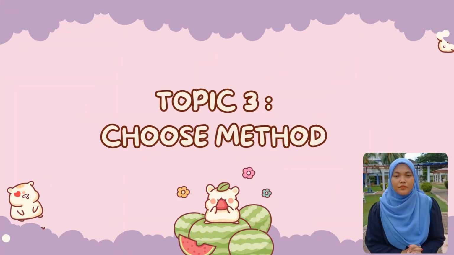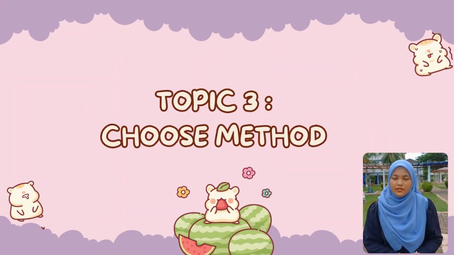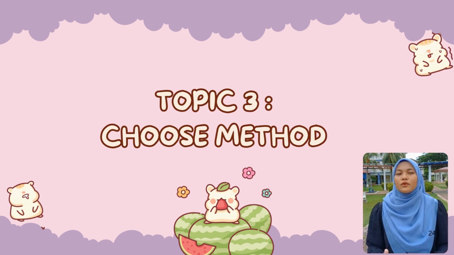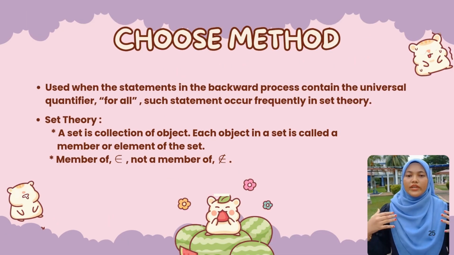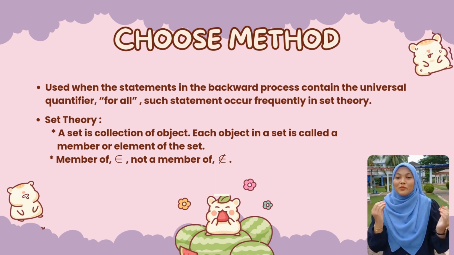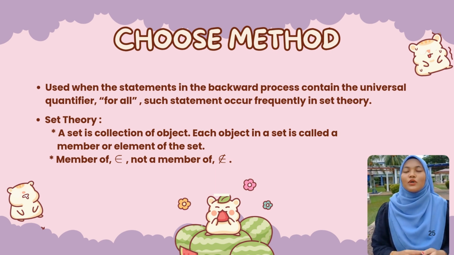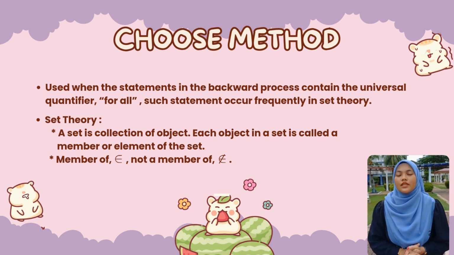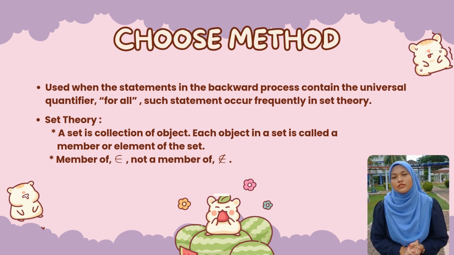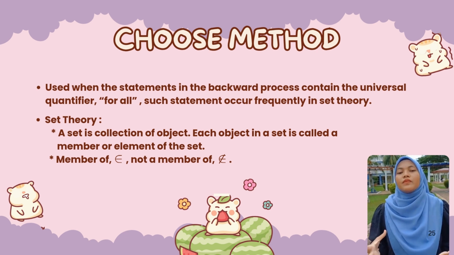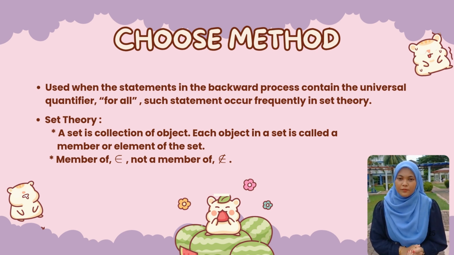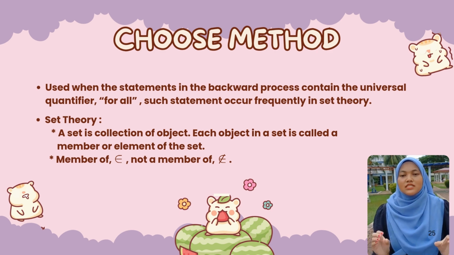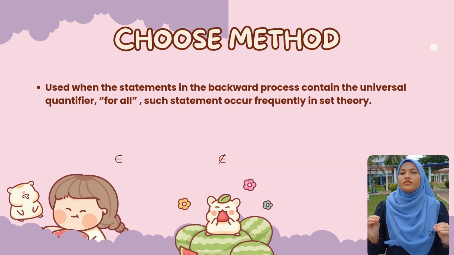For topic 3, we have choose method and specialization. So I'm going to explain about the choose method. The choose method is used when the statement in the backward process contains the universal quantifier for all. Such statements occur frequently in set theory. Set theory: a set is a collection of objects. Each object in a set is called a member or element of the set.